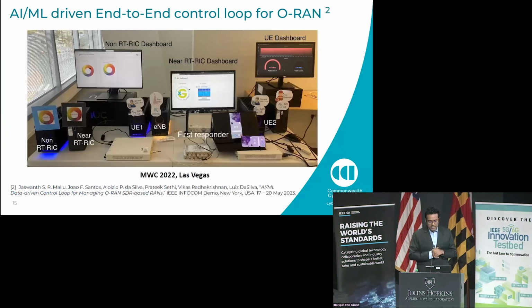I'll talk about that. So this is a demonstration of the AI/ML framework, the end-to-end AI/ML control loop for O-RAN that we demonstrated at Mobile World Congress last year in Las Vegas, and also showcased at the INFOCOM demo in New York this year. We used an application like RAN slicing, where we showed that whenever there are regular users, they are given some resources, but as soon as a priority user comes in, for example a first responder, some of the resources are automatically transferred to that user so that their quality of service is adhered to.